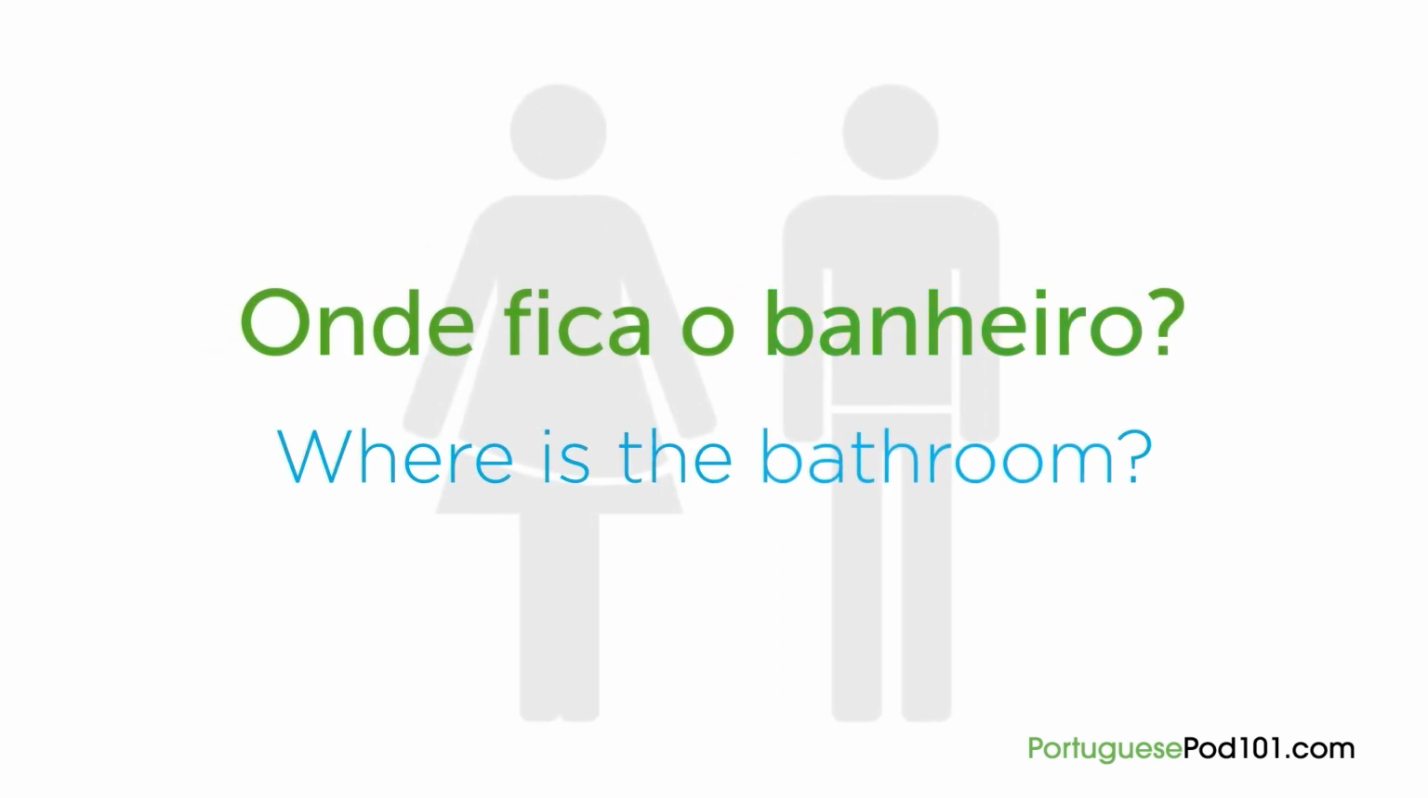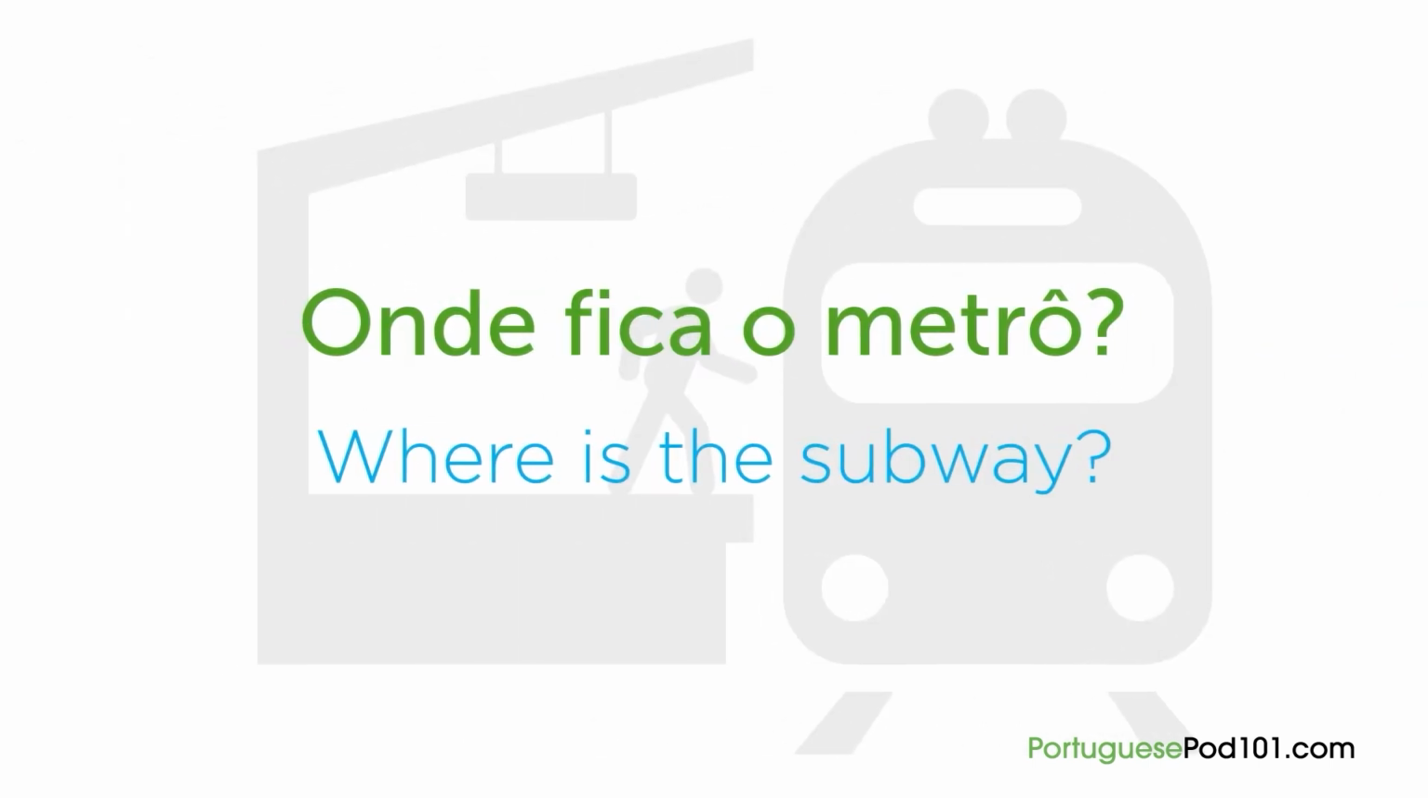If you want to know where the bathroom is, you should say "onde fica o banheiro?" The word for bathroom in Portuguese is a masculine gender. So, like Anna said, we put the definite masculine article "o" before the noun. "Onde fica o banheiro?" For the subway station, it'll be "Onde fica o metrô?" and so on. Just remember the gender to use the correct article.